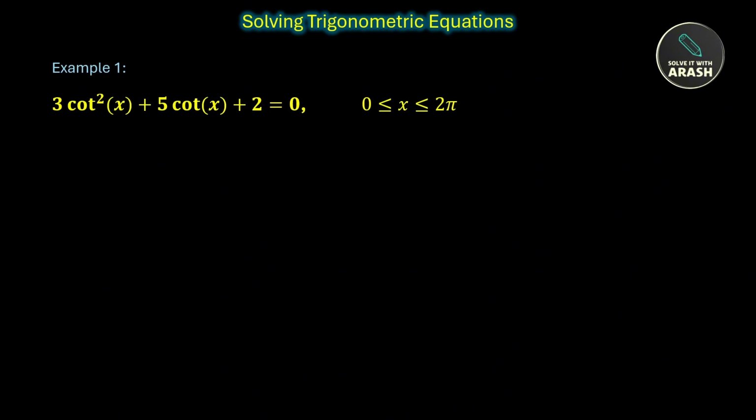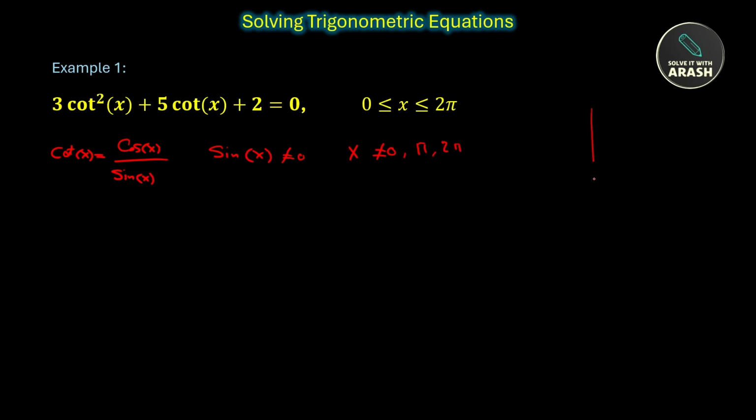In the first example, we have 3 cotangent squared of x plus 5 cotangent of x plus 2 equals 0, where x is between 0 and 2 pi inclusively. The first step is to identify the non-permissible values. We know that cotangent of x equals cosine of x over sine of x. We don't want to have a 0 in the denominator, therefore sine of x cannot equal 0, which means x cannot equal 0, pi, or 2 pi.